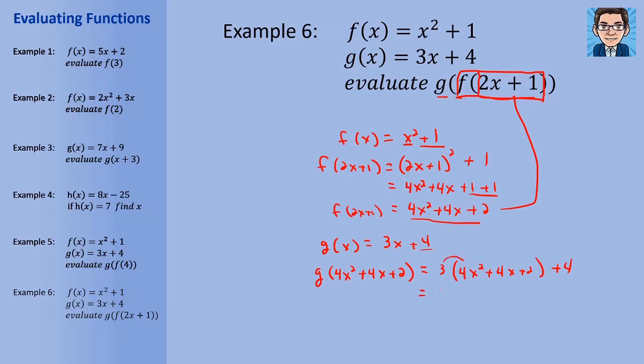Multiply our 3 out, and we get 12x squared plus 12x plus 6. And then the 4 is by itself. Combine our like terms, and we get that the g of f of 2x plus 1 is going to equal 12x squared plus 12x plus 10.